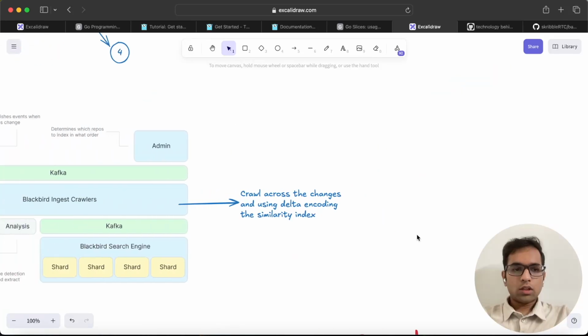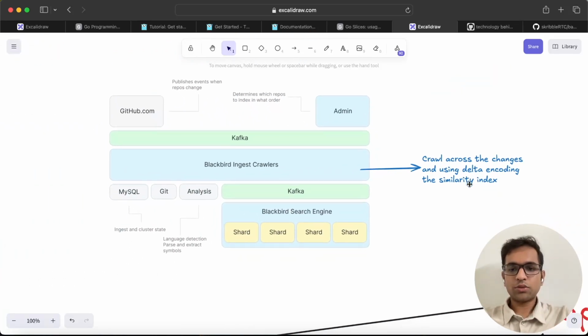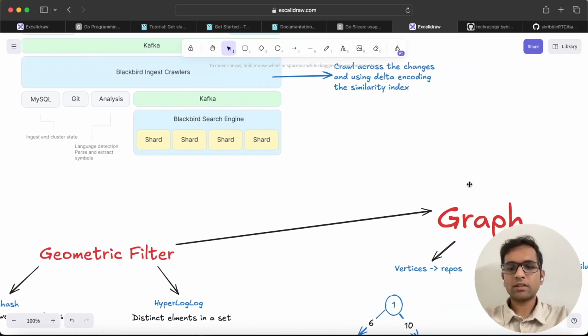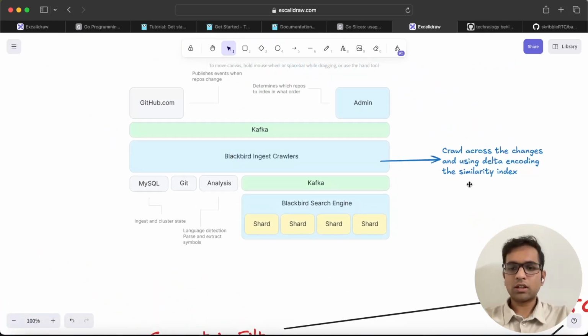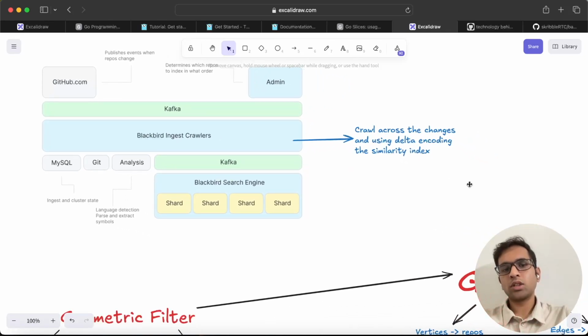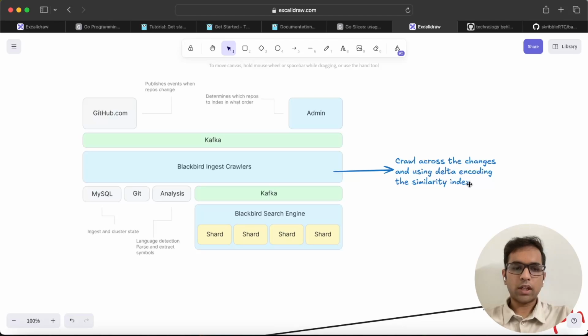and index them. So basically, the Blackbird ingest crawler will crawl across the changes using delta encoding, similarity index. A graph will be formed. Then, in that graph, we will be traversing along that. The graph was formed during the initial stages itself, and traversing along the graph was a problem during the initial stage itself when all of these repositories have to be dumped. But once it is formed, you just add or delete elements, and it won't be a lot of headache, right?